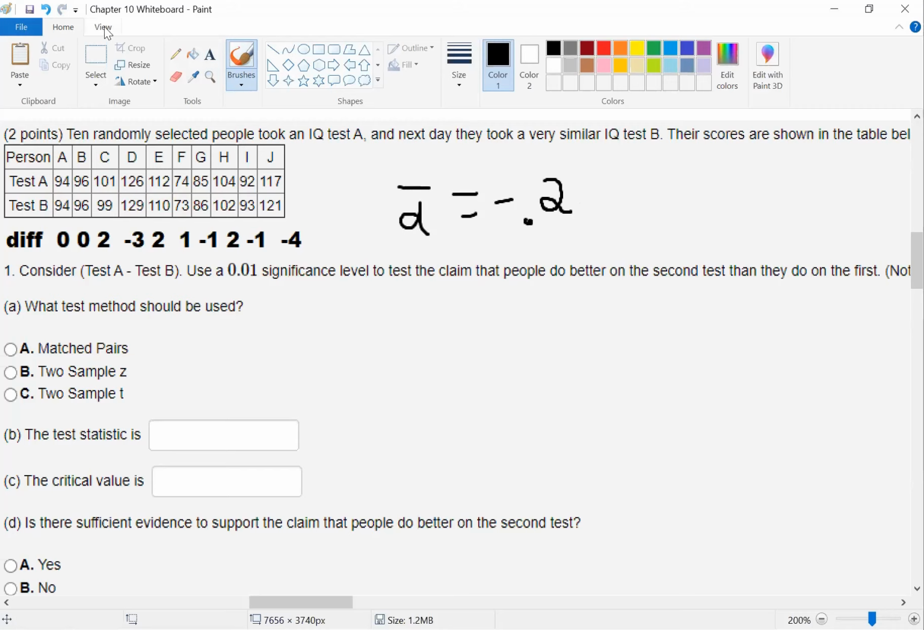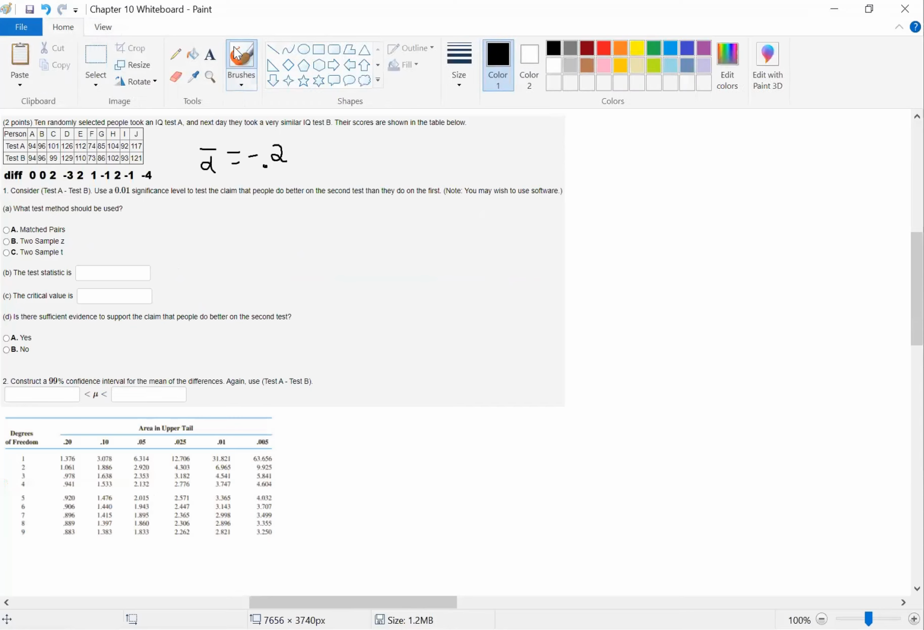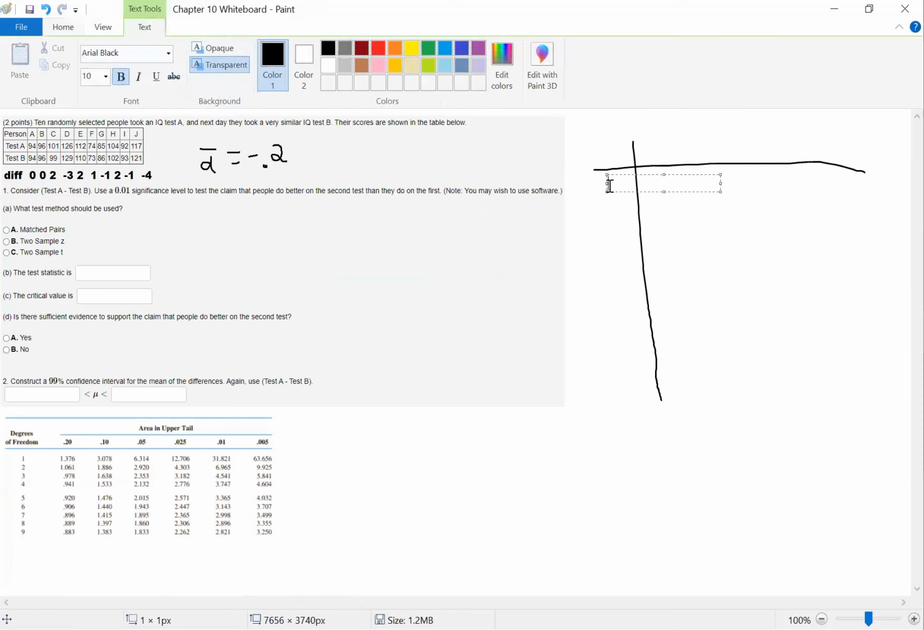Now we need the variances, and now we're going to have to use the good old table from before. So we're going to put, and don't put the values, put the differences. If you put the values, you screwed up. So I'm just going to type these in, make it a little bit easier. There we go. So our values, let me go back to the standard font size. We had 0, 0, 2, -3, 2, 1, -1, 2, -1, and -4.